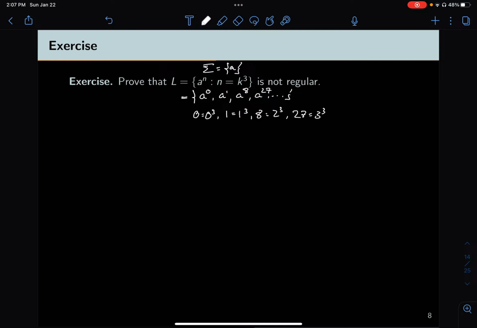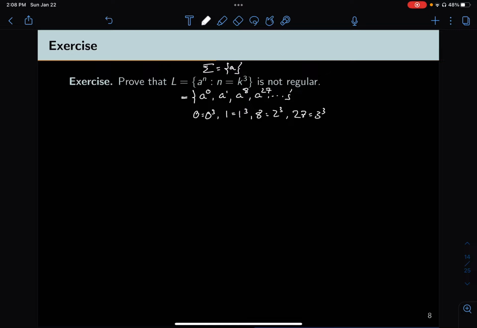So the intuition as to why it might not be regular is that the number of states that we need to keep track of this cubic length continues to increase. As we reach the next cubic number, we need more and more states to verify that it is indeed a perfect cube. This unbounded requirement of states is the intuition that this is not going to be regular.